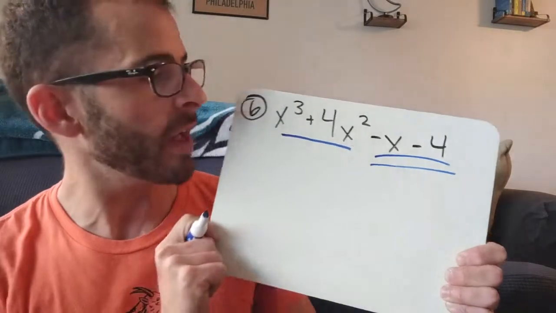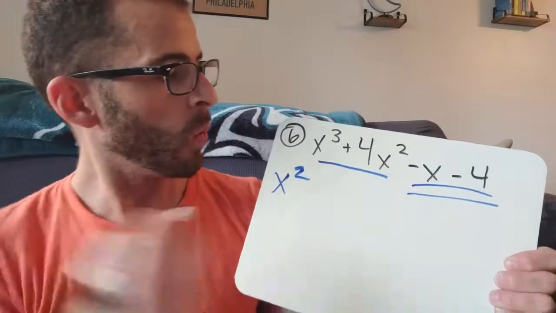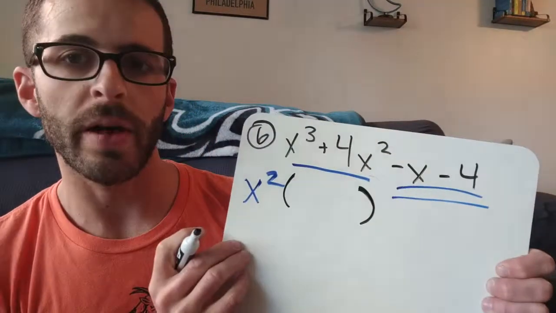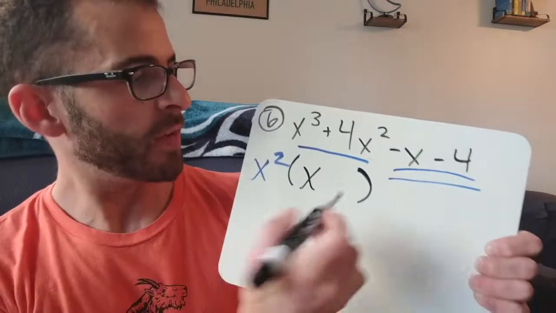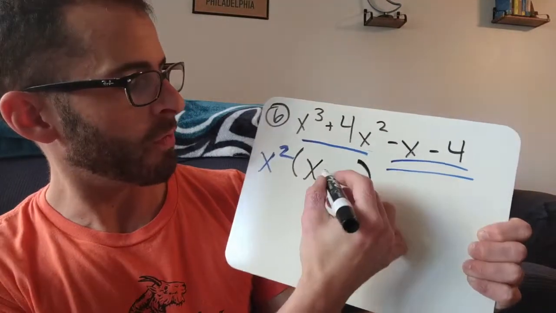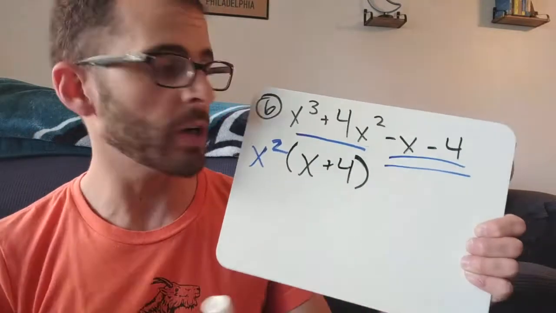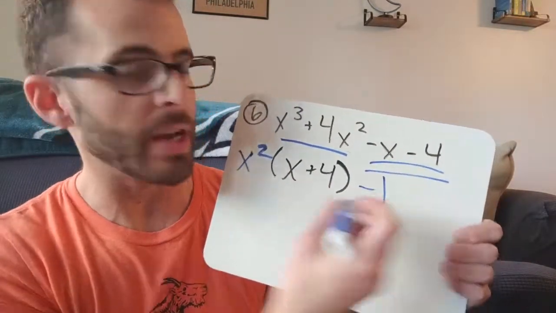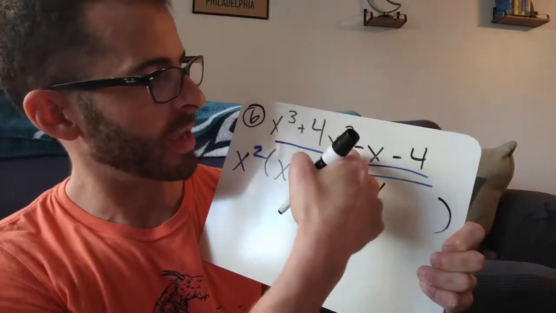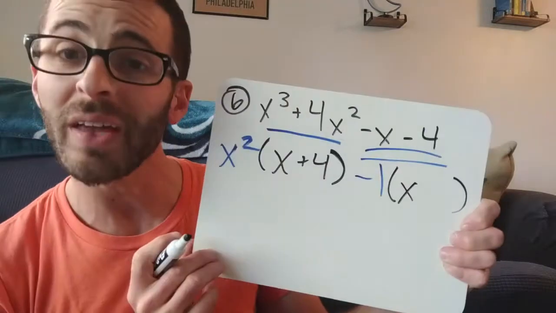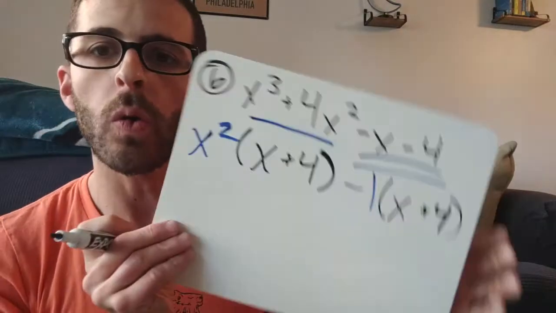First question, what do they have in common? They have an x squared in common. What do they have left over? Okay, well, if I take an x squared out of x cubed, I have an x. If I take an x squared out of 4x squared, I have a 4. We go to the next 2 terms. What do they have in common? They have a -1. What's left over? Well, when I take that -1 out of negative x, I'm just left with x. And when I take that -1 out of -4, I'm left with 4.